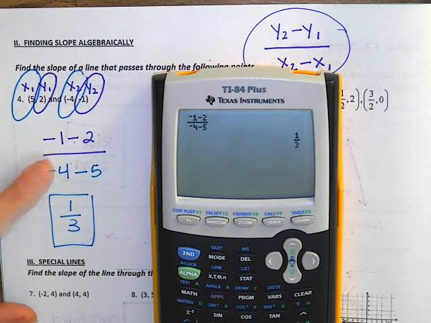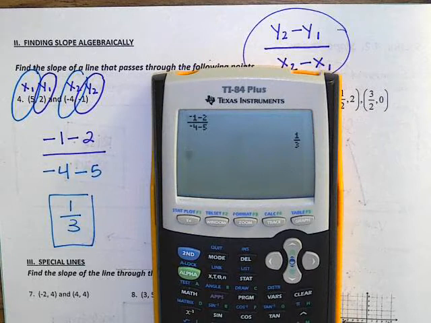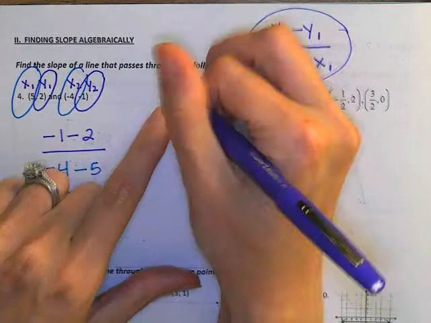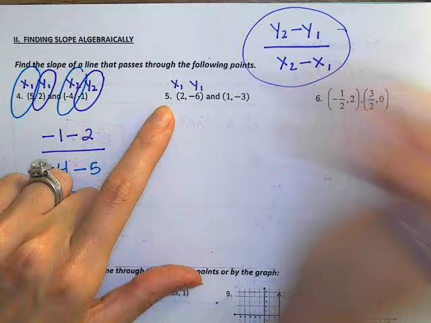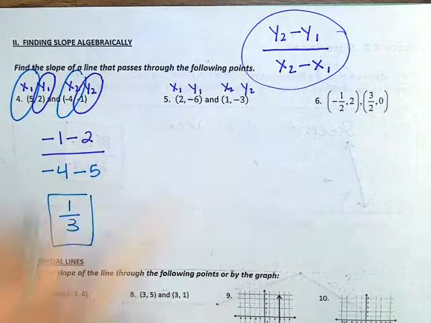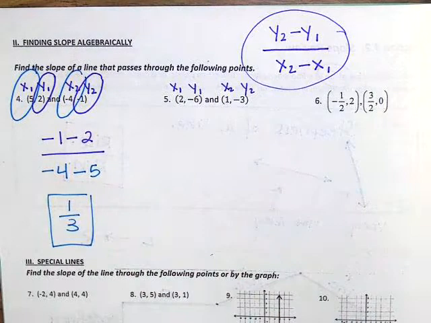Now, if you want to do it in your head, you're just going to have to reduce it. So I would just use the calculator. All right, let's try number 2. So again, this is x1, y1, and this is x2, y2. Okay, so let's do it.